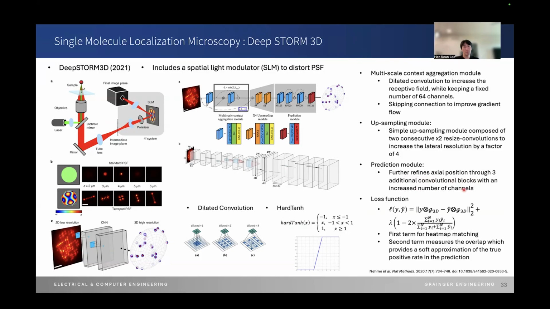And the loss function they use is pretty much the same as the last time, where they used the L2 norm. However, in this case, they added a second term, and this second term measures the overlap, which provides a soft approximation of the true positive rate in the predictions. So if they can predict locations that are identical to the true ones, then this whole term will decrease, and the loss function will also decrease.